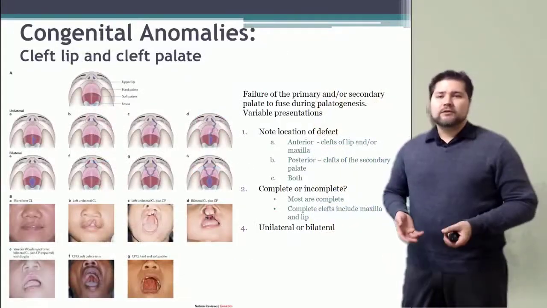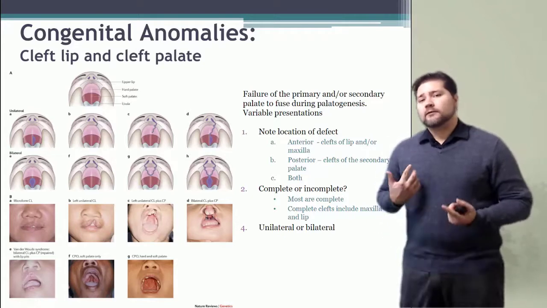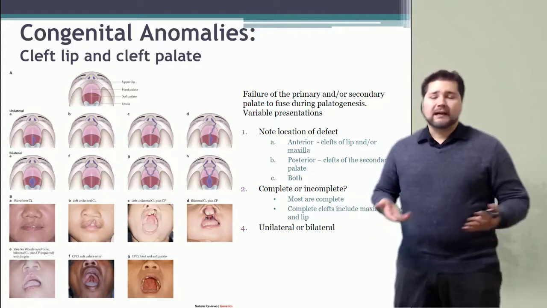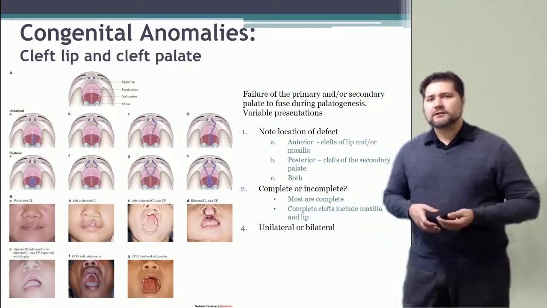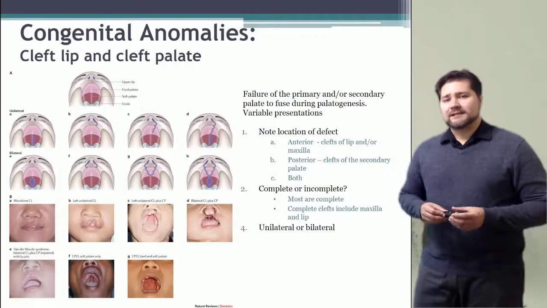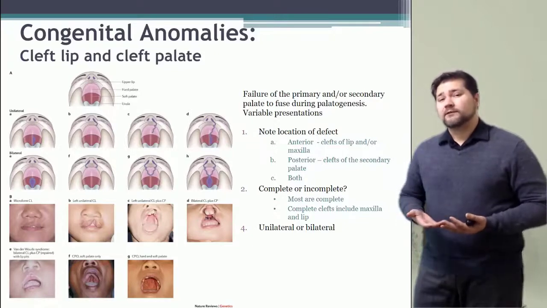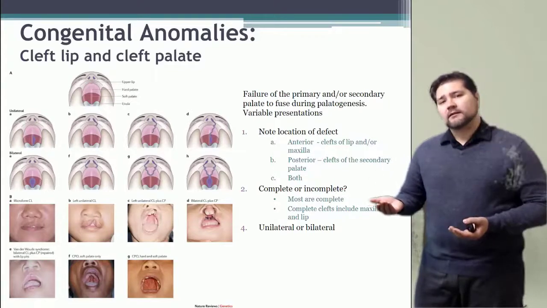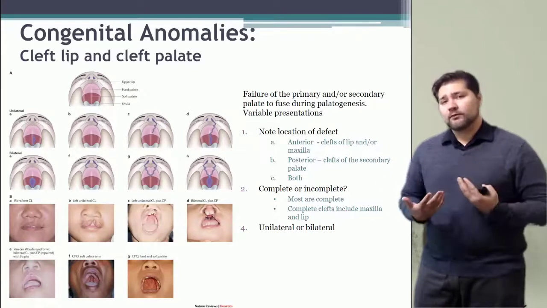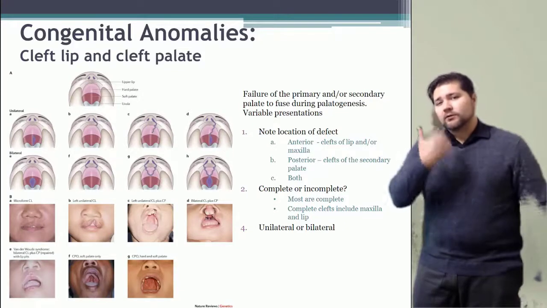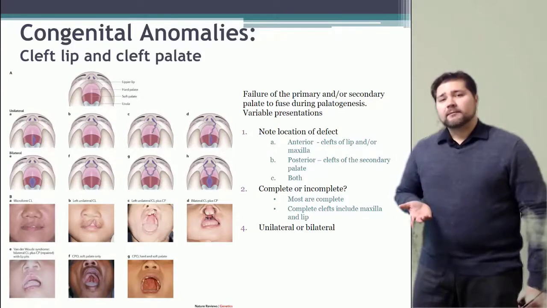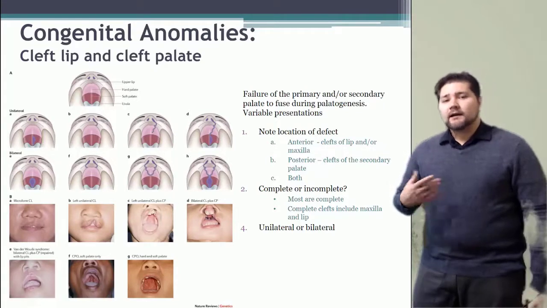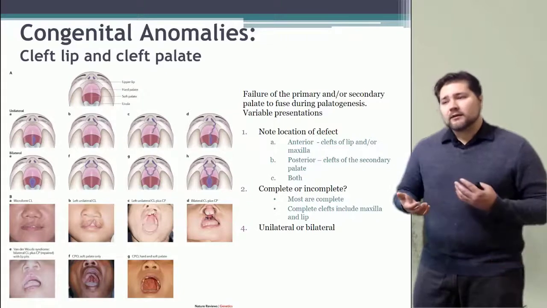So what we can see with palatogenesis is a failure of fusion from either the primary or the secondary palate can give us either a cleft lip or a cleft palate or a combination of both. And it really is just going to vary depending on how the presentation is and what particular components fail to fuse. So some of the things that you would look for is, is it going to be an anterior cleft or posterior cleft or both? The anterior cleft is going to be the lip, where you pretty much get the lack of fusion of your primary palate, and the posterior is going to be the lack of fusion of your secondary palate.